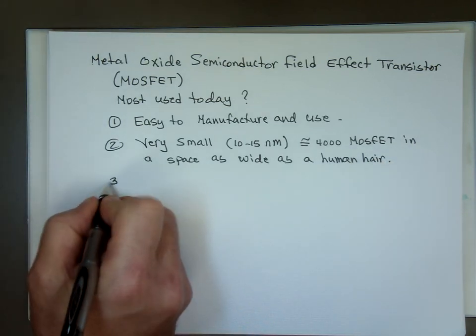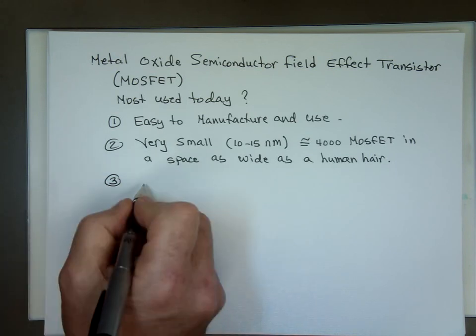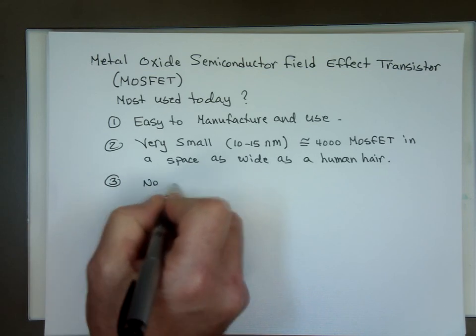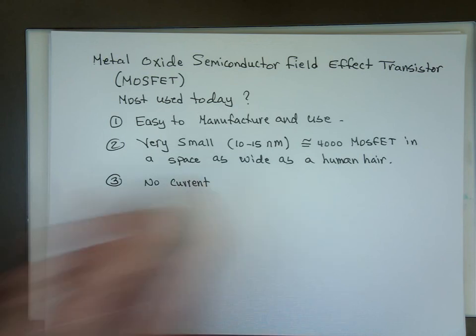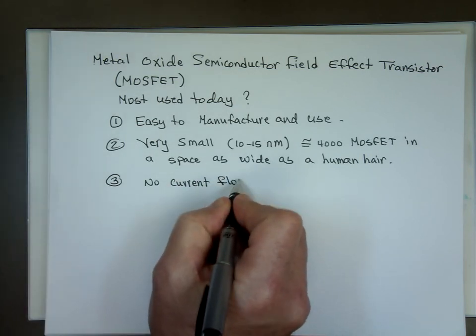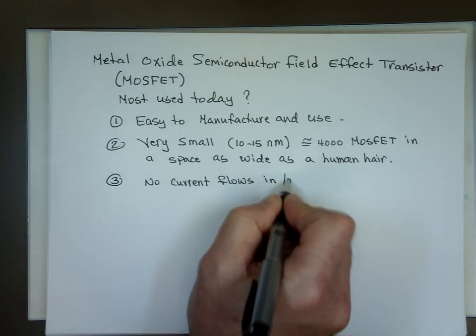The third reason, and you'll see in a minute why, we always say no current, or almost zero. It's not really no, but it's negligible current. No current, so I'm going to say no, but it's very small, flows in or out of the gate.